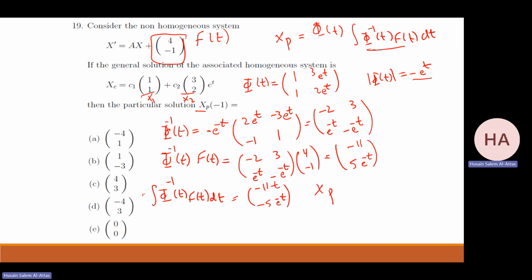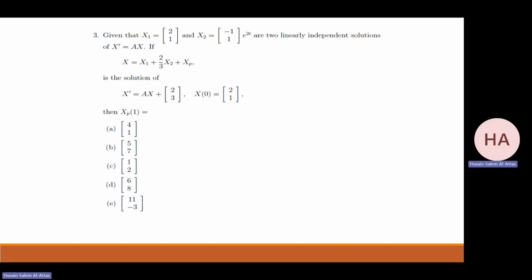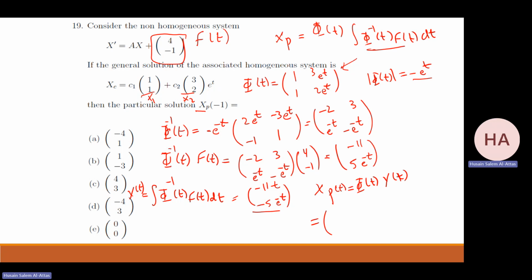Now for xp, let me call this y of t. So xp will be Φ of t times y of t. That will be what? Now I have Φ, which is this one, times this vector. So be careful. That will be first row times this column: minus 11t, and then minus 11t. Then I have minus 15. Yeah, minus 15. e to the power t times e to the minus t is gone. Okay. Second row times this, I have minus 11t. Then I have 2 times this, which is minus 10. Okay, so this is xp.